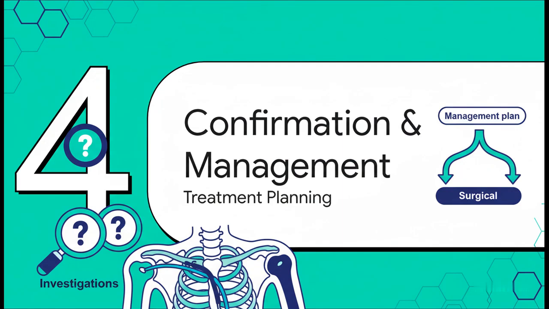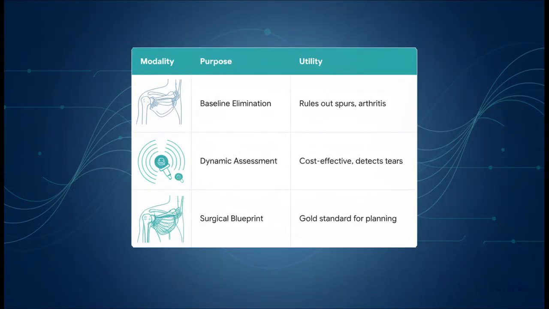The next logical steps are to confirm it with the right investigations and then to formulate a sound management plan for the patient. When it comes to imaging, we have three main tools. An X-ray is our baseline. It won't show the tear itself, but it's essential to rule out things like arthritis or a bone spur.